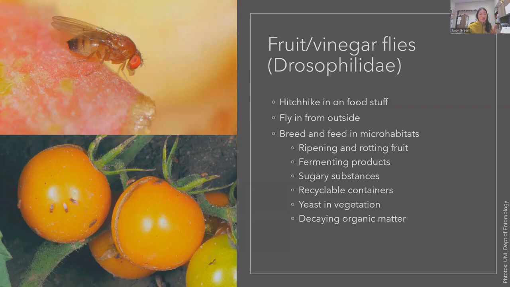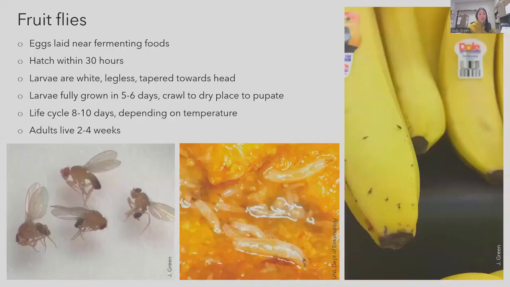These guys readily and rapidly will breed in these microhabitats. All they need is some fermenting food products. And this could be fruit, it could be vegetables, it could be pop, any sugary substance. I've seen them in ice cream. I've seen them in all types of decaying organic matter. They're not picky, and they can multiply rather quickly.